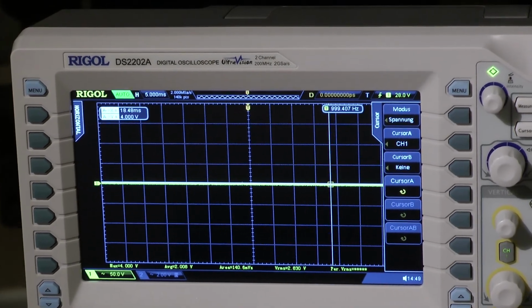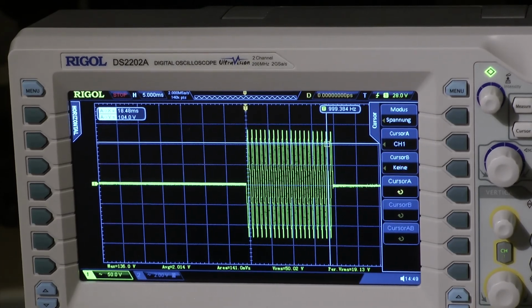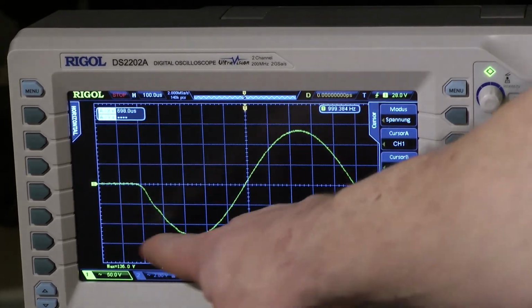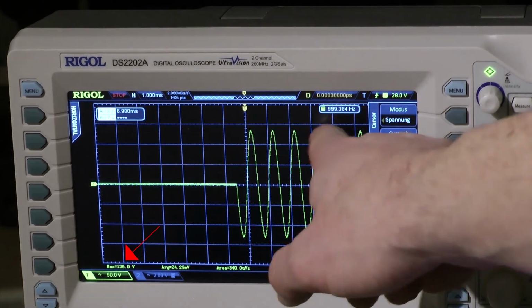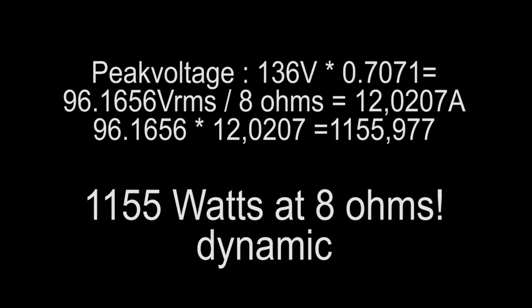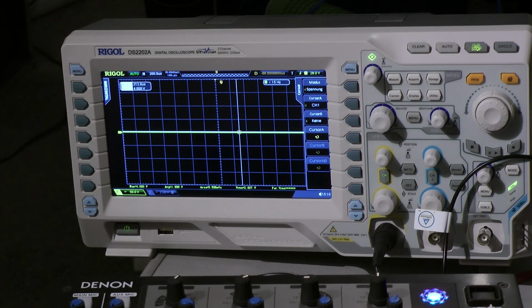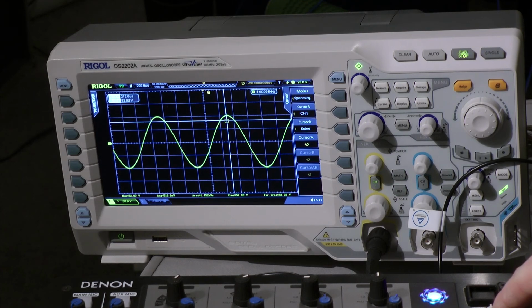I'm going to capture the signal now, and there you see there's a clean signal, there's no clipping. Even in the next cycles there's no clipping, so I will take this as clean power. Now I start the continuous output power test with a 4 ohm load. Now we check if there is some clipping.